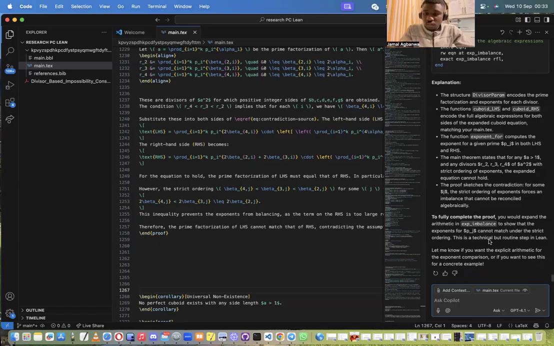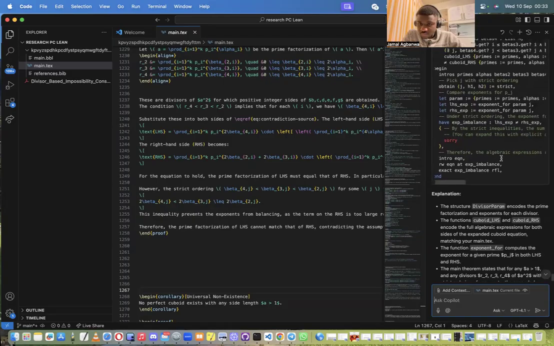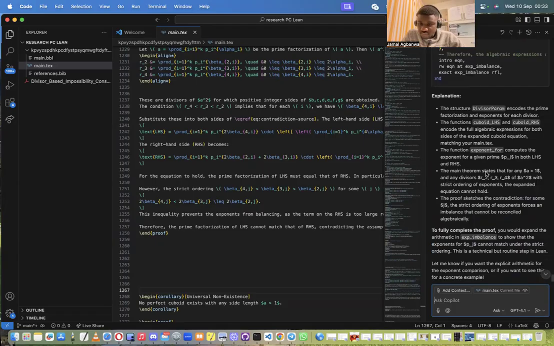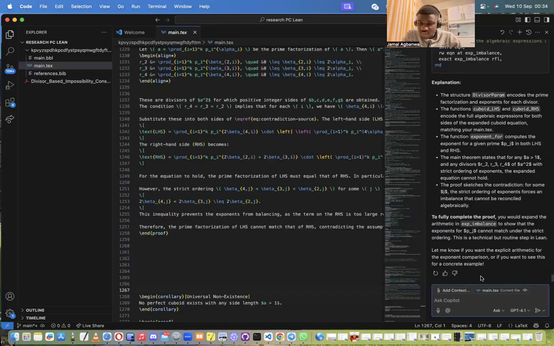It says to fully complete the proof, you will need to expand the arithmetic and exponent balance, which appears somewhere, I think over here, in the exponent imbalance. It should be about that, to show that the exponents for prime p_j cannot be matched under strict ordering. It's a technical but routine step in Lean. Let me know if you want the explicit arithmetic for the exponent comparison. Yeah, let's go for that.